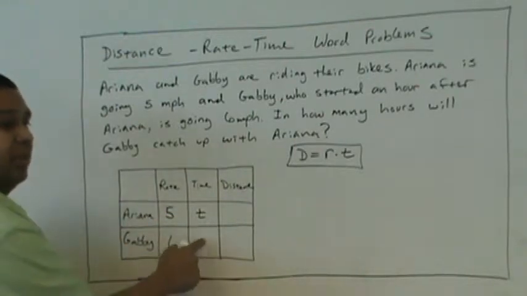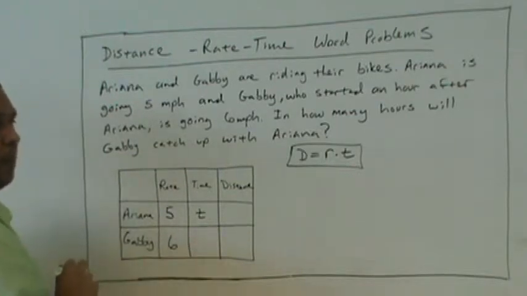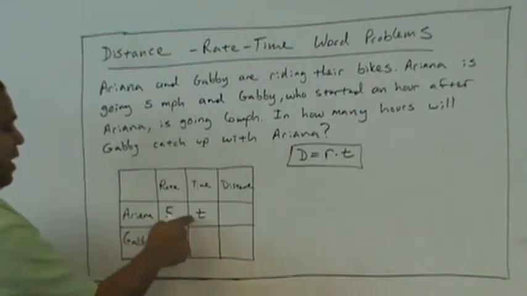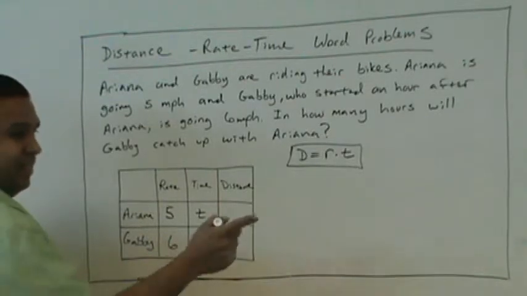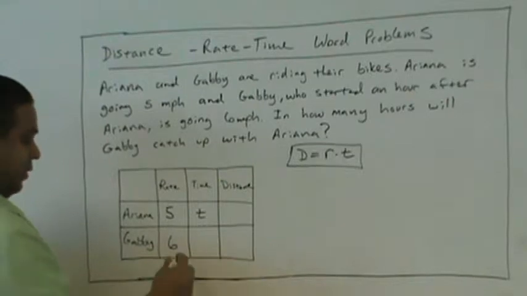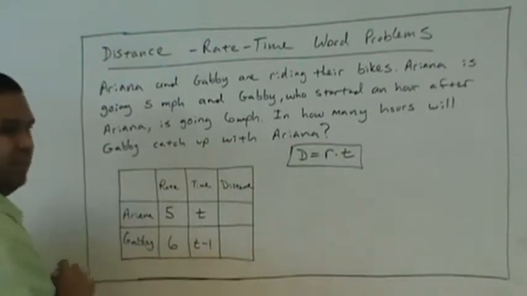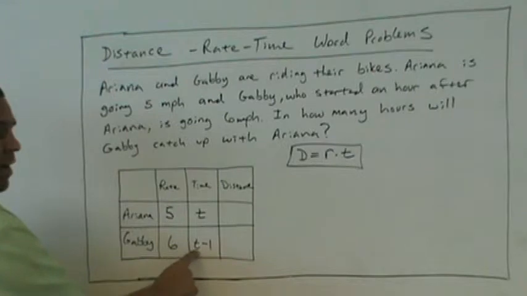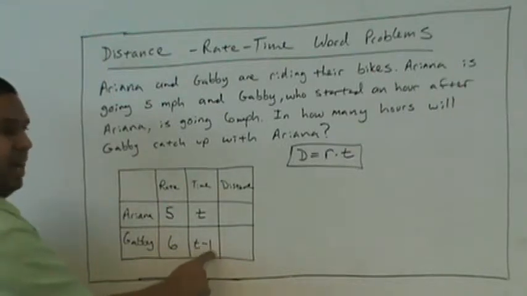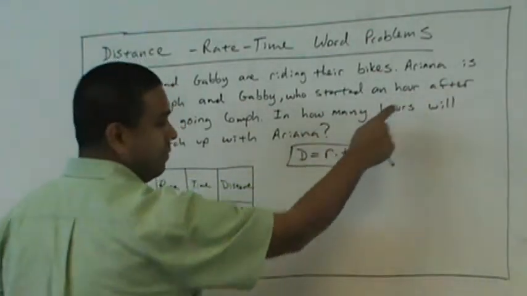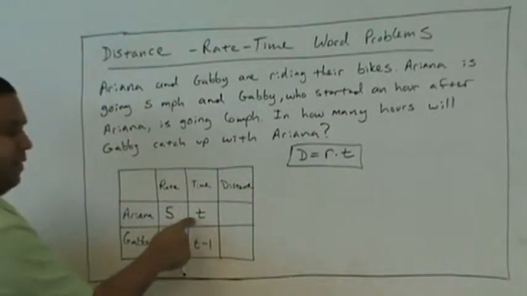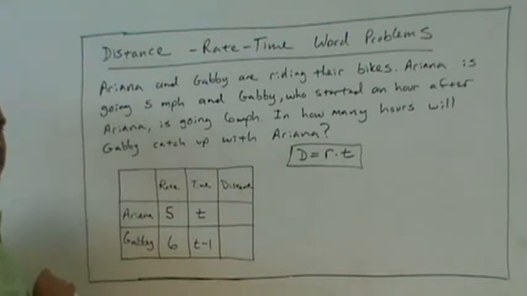If Ariana's riding for 4 hours, how long did Gabby ride if she leaves an hour after? 3. So this should be T minus 1. Ariana's time minus the 1 hour, because she left an hour later. She left an hour after, so she's riding for 1 hour less than Ariana. Does that make sense? Yes.